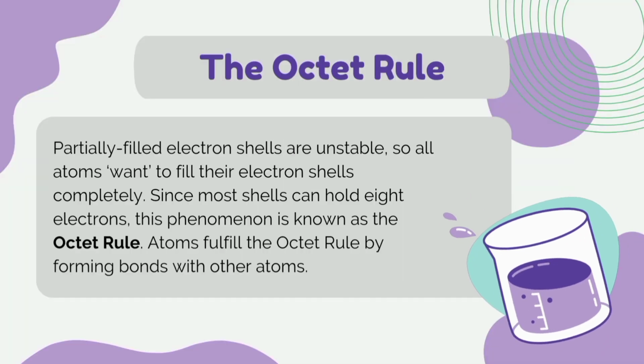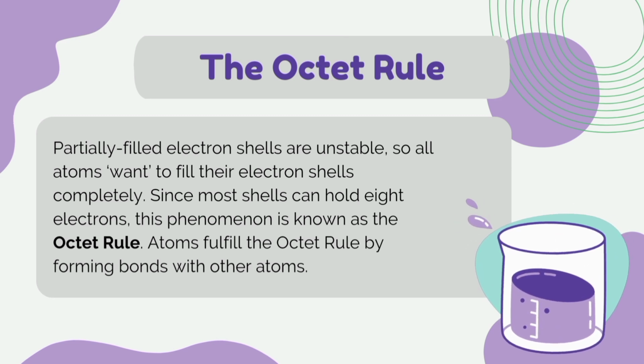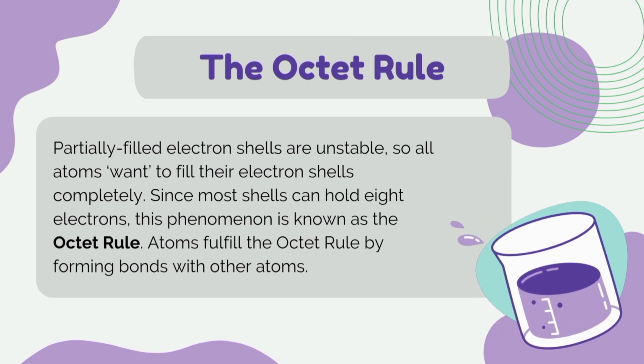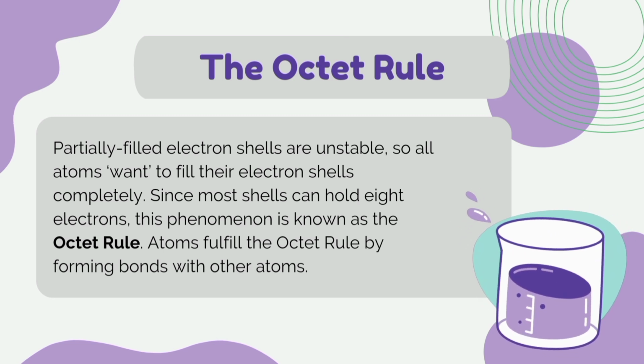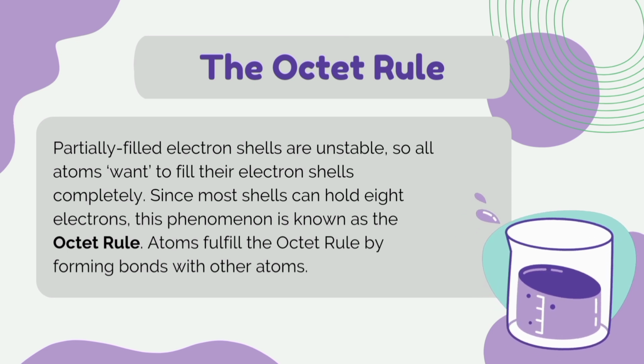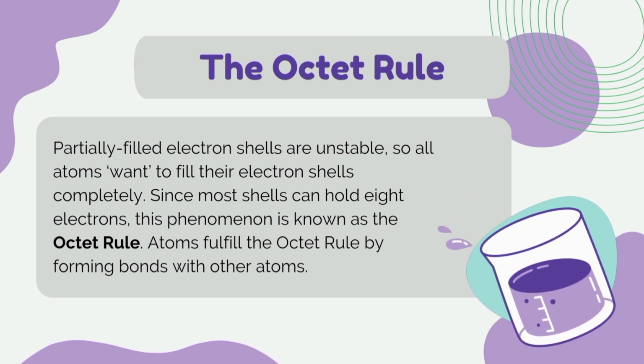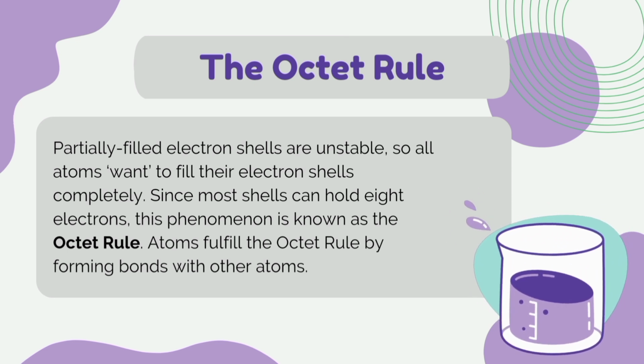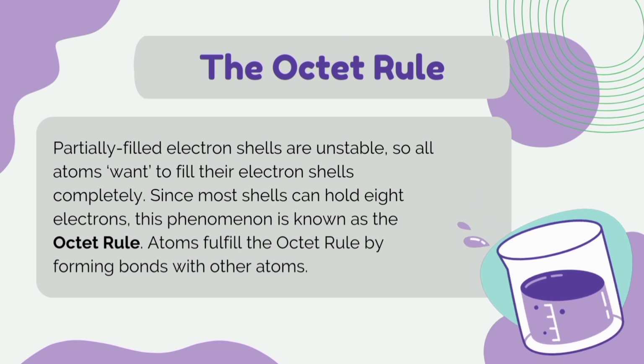Partially filled electron shells are unstable, so all atoms want to fill their electron shells completely. Since most shells can hold 8 electrons, this phenomenon is known as the octet rule. Atoms fulfill the octet rule by forming bonds with other atoms.